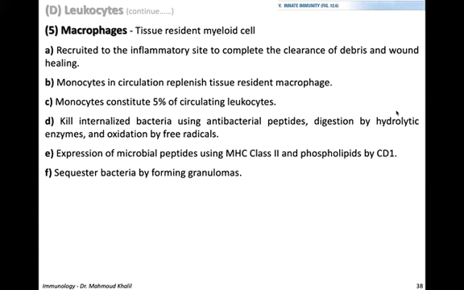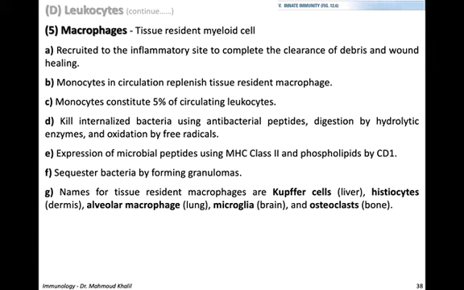They can internalize bacteria, kill them using antibacterial peptides, digest them with hydrolytic enzymes, and do oxidation by free radicals. They can express microbial peptides using MHC class 2 and phospholipids by CD1. They can sequester bacteria by forming granulomas.